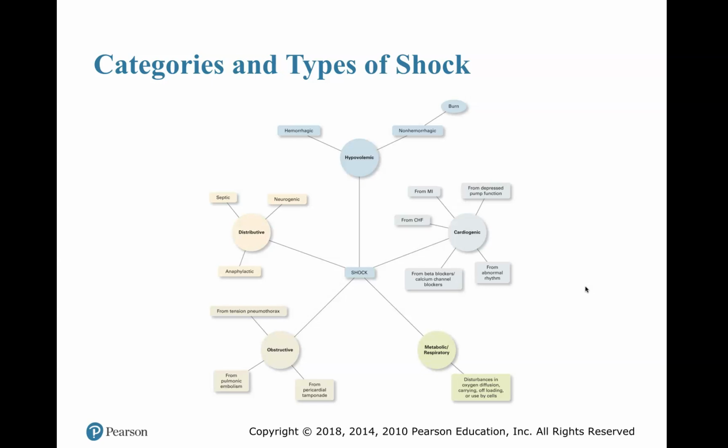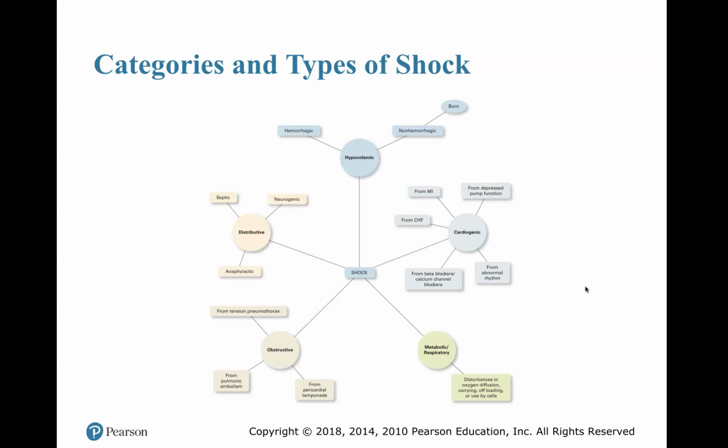Then you have cardiogenic from a heart attack, which is an MI. From CHF, congestive heart failure. Then from beta blockers, calcium channel blockers. From abnormal rhythms. And from depressed pump function, which would be pericardial tamponade or tension pneumothorax. Then you have metabolic and respiratory shock, disturbances in oxygen diffusion, carrying, offloading, or use by cells.